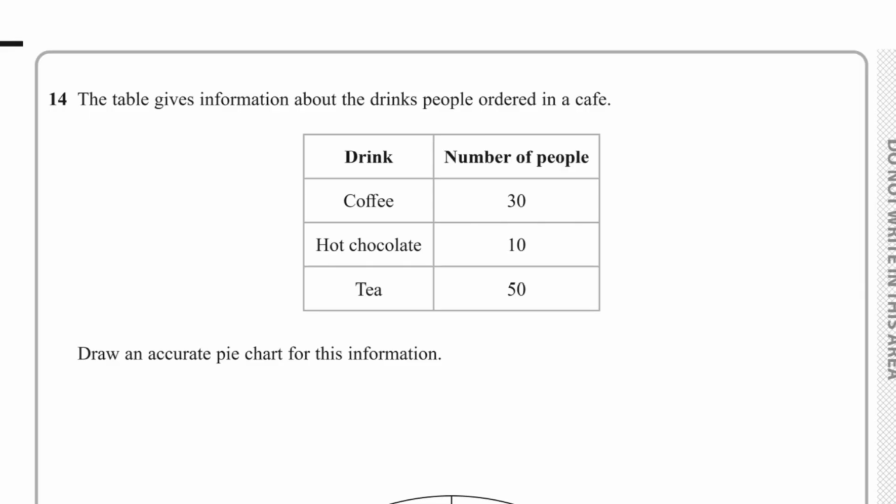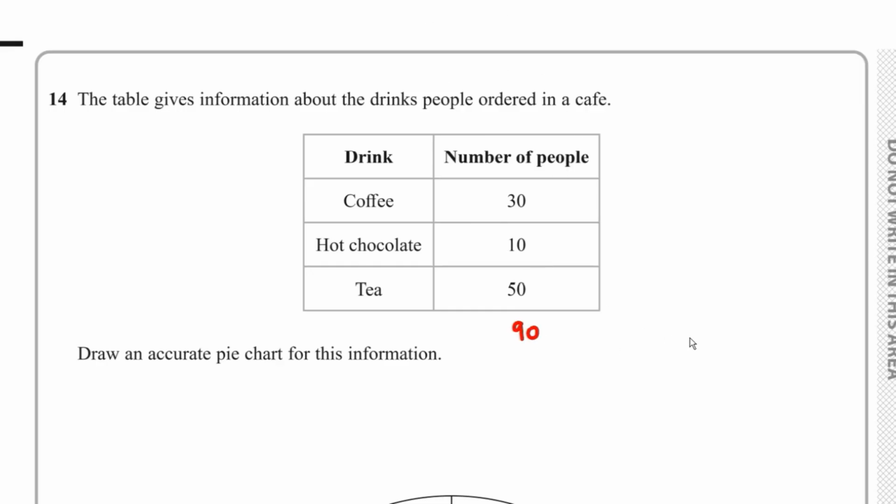Question number 14. The table gives information about the drinks people ordered in a cafe, and what we have to do is draw an accurate pie chart for this information. Let's see how many people we have in total. 30 plus 10 is 40, plus another 50 is 90. So we've got 90 people in total.